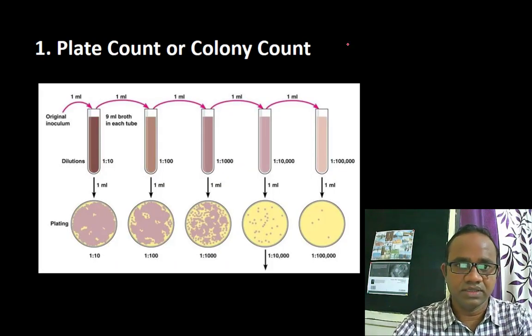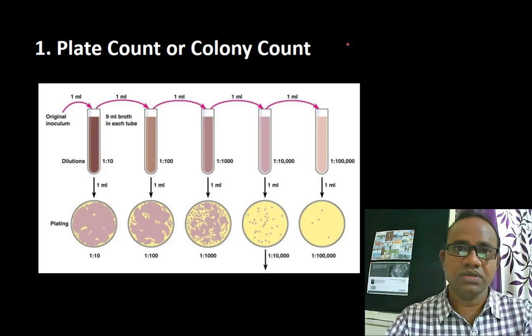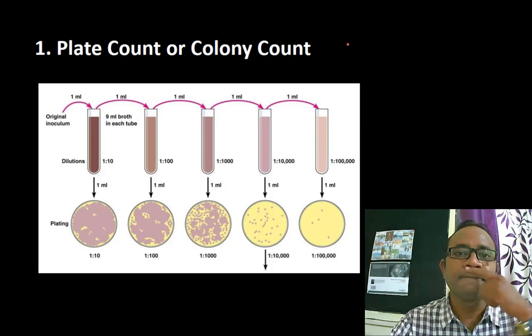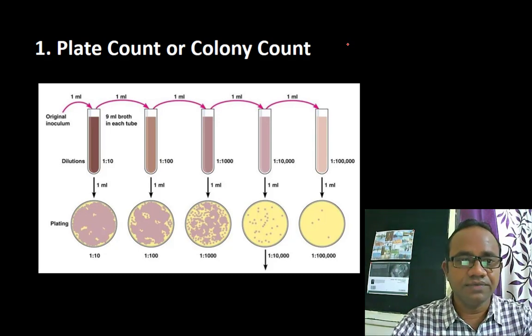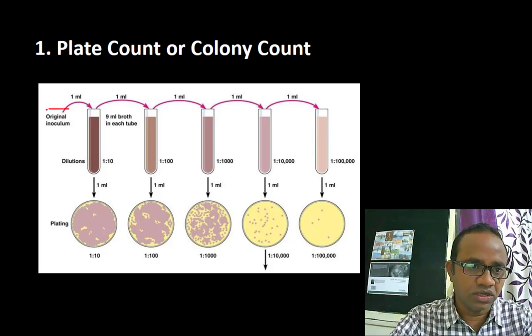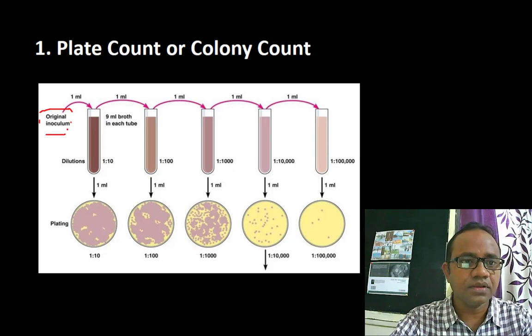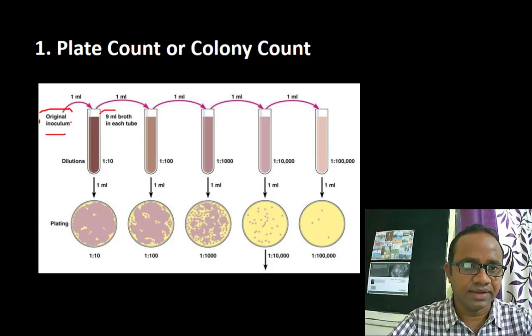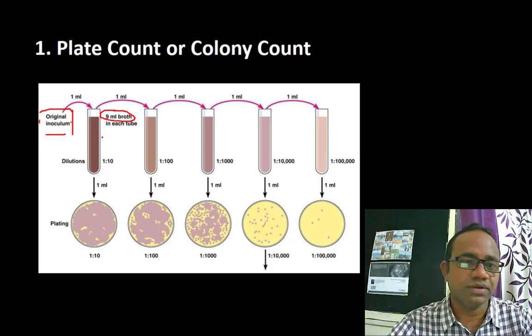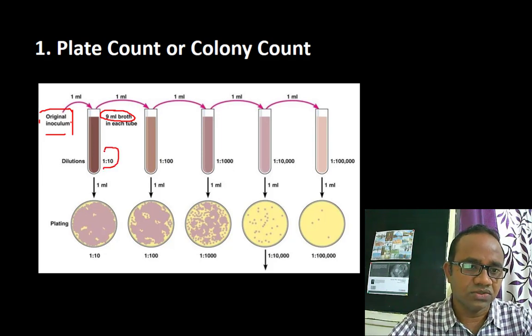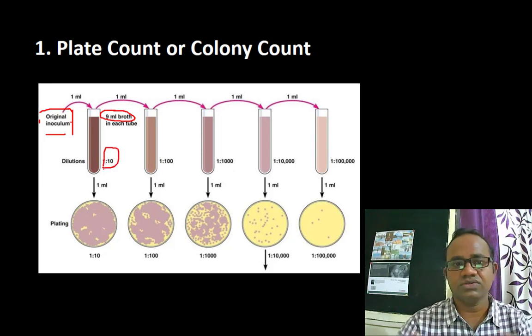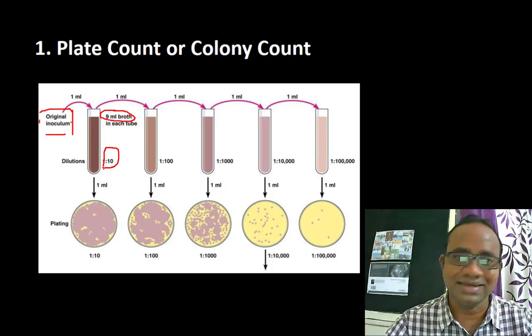The first method is the plate count method, or colony count method. This is a quite simple method, where the original inoculum, that is the parental stock culture, is diluted. What is it diluted with? With 9 ml of distilled water. So 1 ml of this stock culture and 9 ml of distilled water. The 1 ml sample is diluted 10 times.